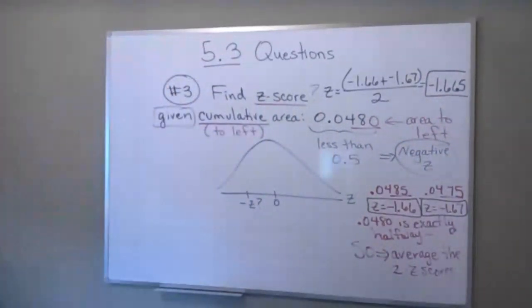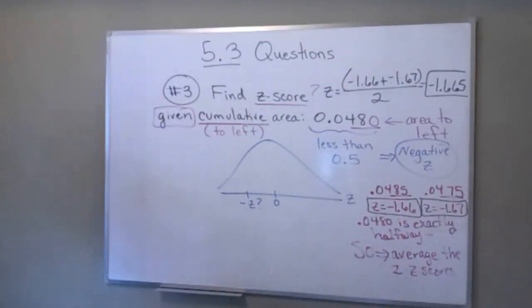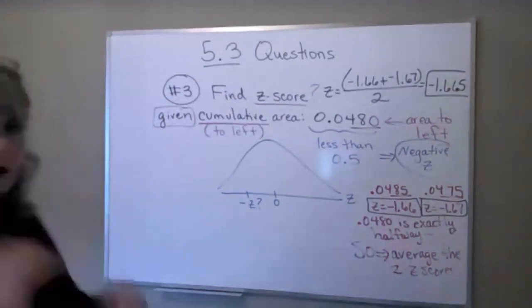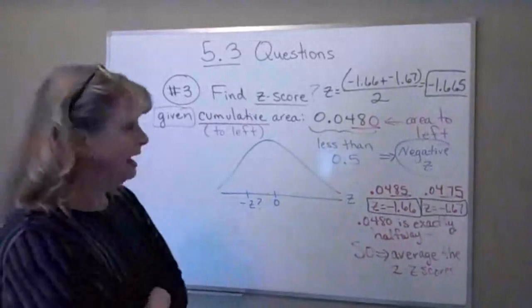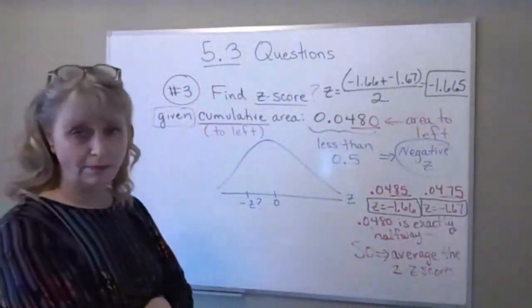And you'll notice this one says round to 3 places as needed. So I'm going to put in negative 1.665. And that's the correct answer. So I'm going to give you a second to try that one on your own. It's quite possible that the area you're given on number 3 is also exactly halfway between.